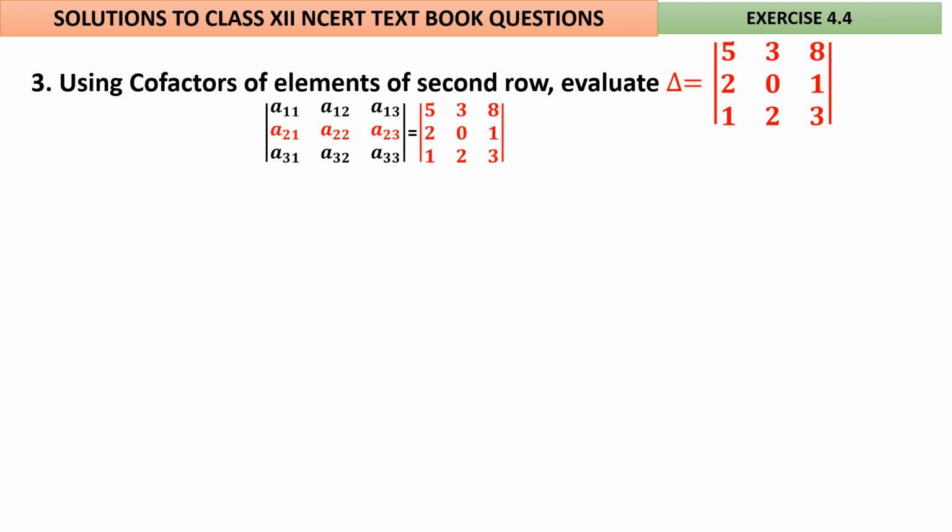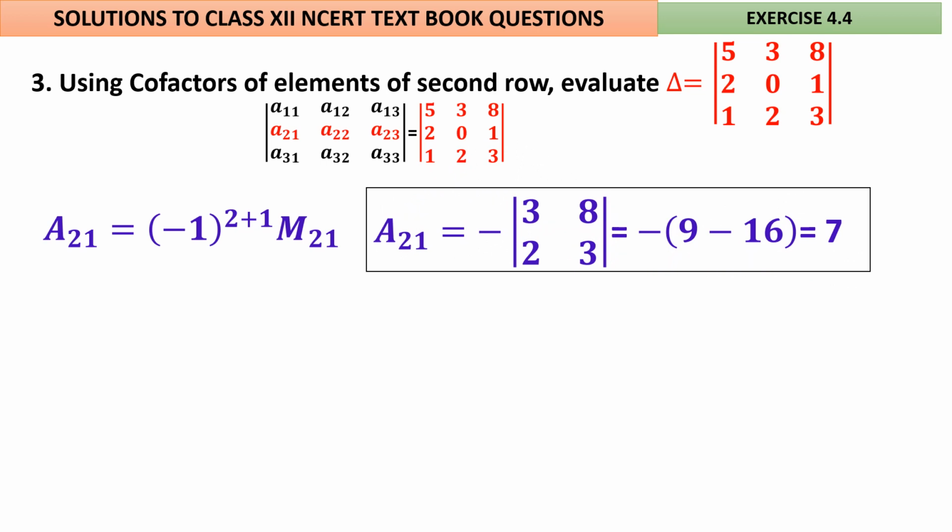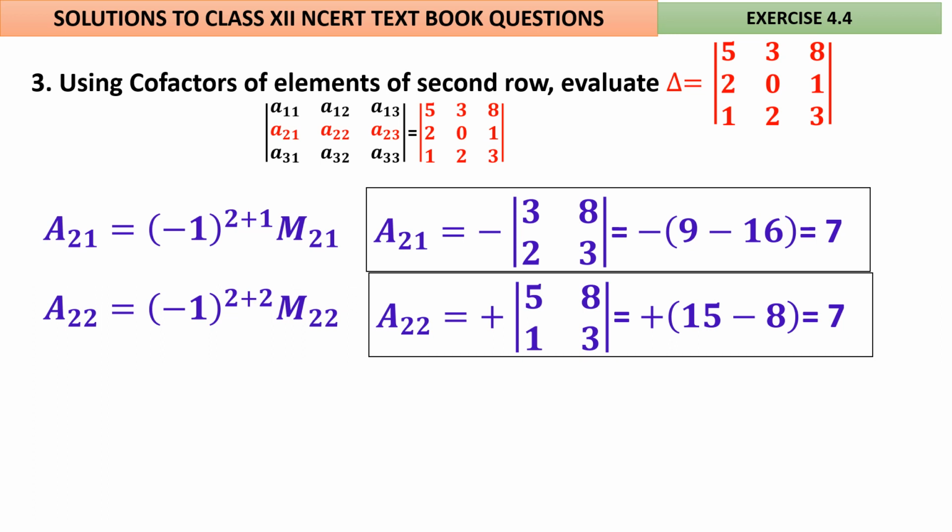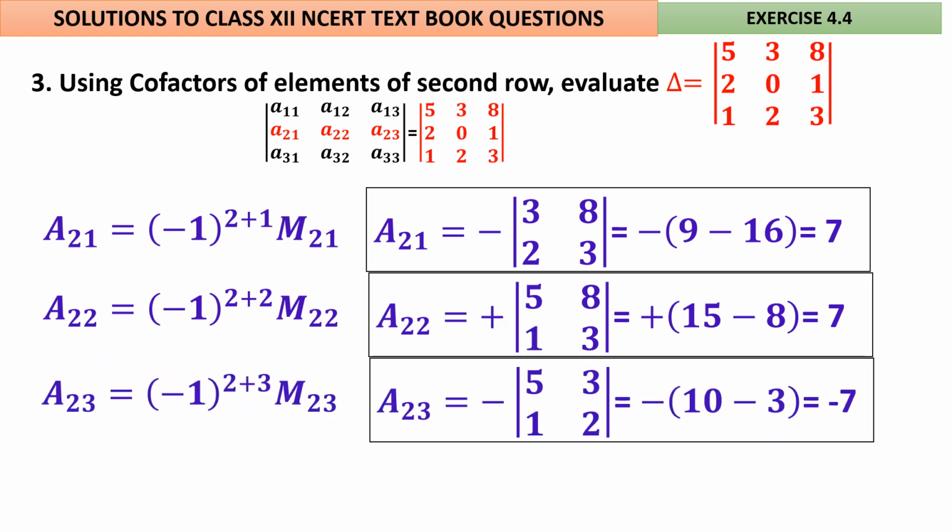Okay, the second row should be taken. A21 to be found. I have found it. It is minus of, remove the second row and the first column. You will get 3823, therefore the answer is 7. A22, it will be minus 1 whole power 2 plus 2, therefore positive. Remove the second row and the second column, you will get 5813, so the answer is 7. A23, it is minus of, remove the second row and the third column, therefore 53 and 12, minus of 10 minus 3, therefore minus 7.